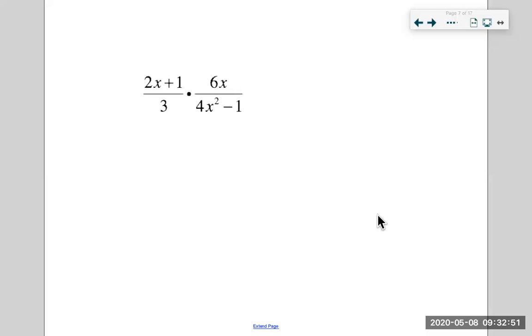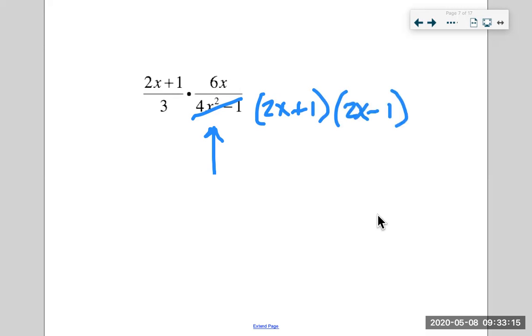So the first thing you have to think about is there an opportunity to factor any of our factors? And in this case, hopefully you see that 4x squared minus 1 is a difference of squares binomial. So we could rewrite this as 2x plus 1 times 2x minus 1. So we still have this 3 as a factor that can simplify with this 6. So this becomes a 1 and this becomes a 2. And then we have 2x plus 1 as a factor both in the numerator and the denominator. So it would go away.